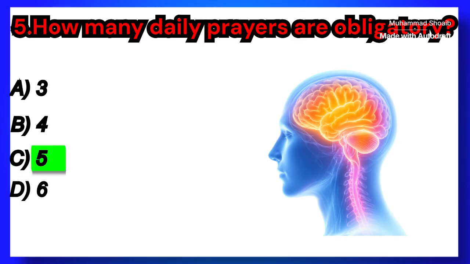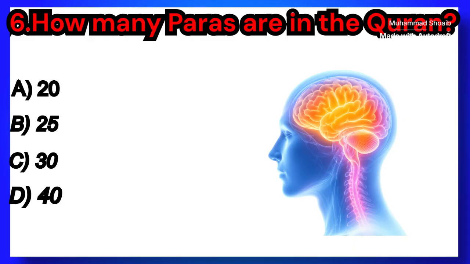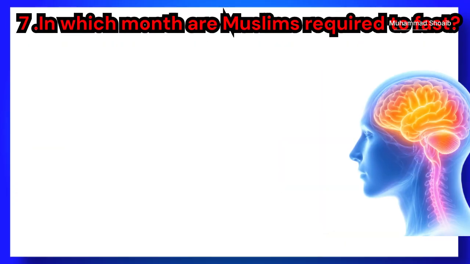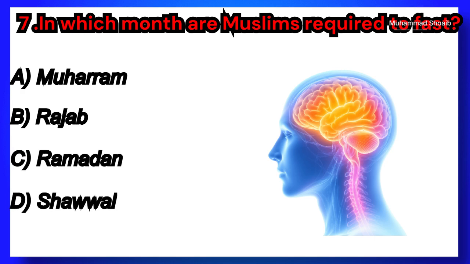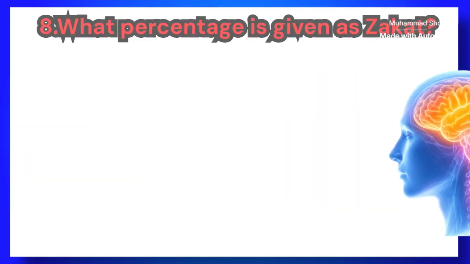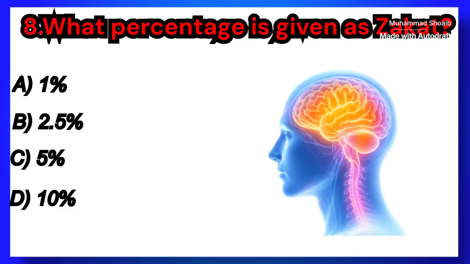Correct answer, C. Question number 6. How many paras are in the Quran? Correct answer, C. Question number 7. In which month are Muslims required to fast? Correct answer, C. Question number 8. What percentage is given as zakat? Correct answer, B.